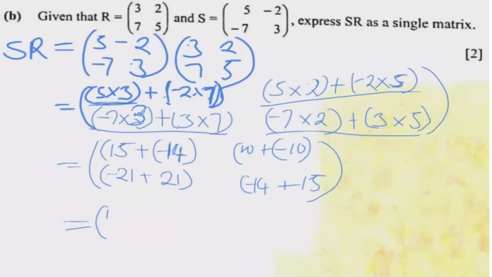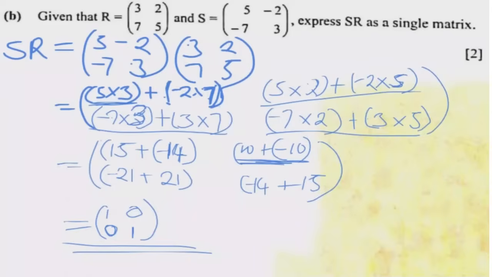Then here again we have 10, positive times negative 10 will give me negative 10, so 10 minus 10 will give me 0. Then here I've got negative 21, and negative 21 plus 21 will give me 0. Then we have negative 14 plus 15. 15 is bigger than 14, so we maintain the positive sign. So I've got 1 here, and this will be the answer. That's how you multiply matrices.